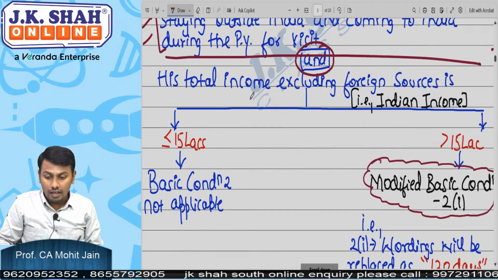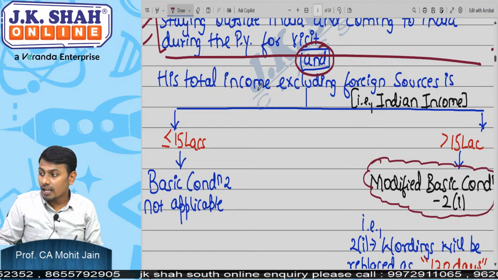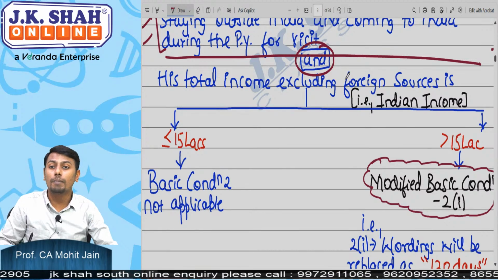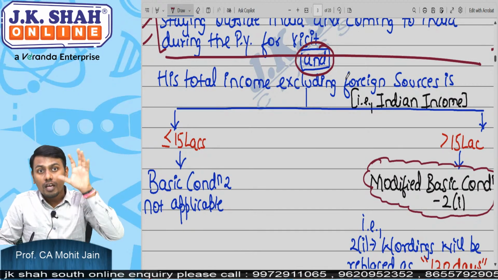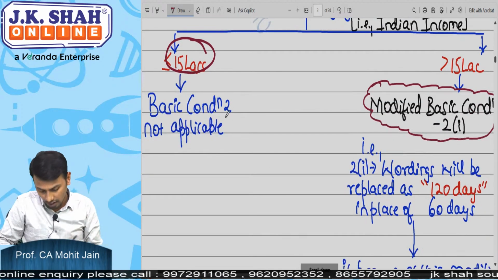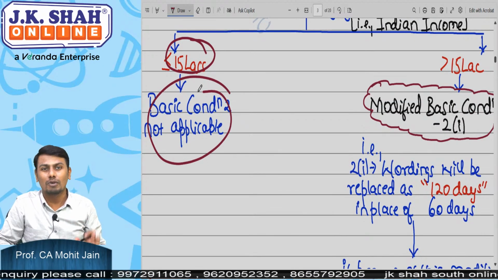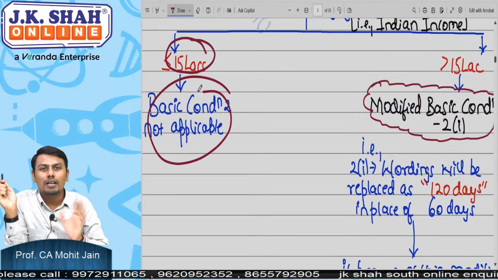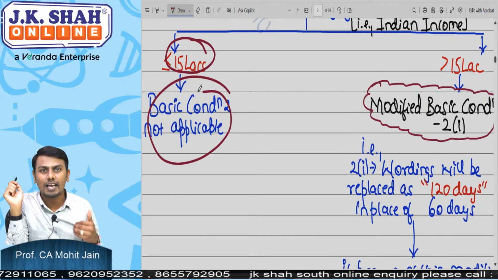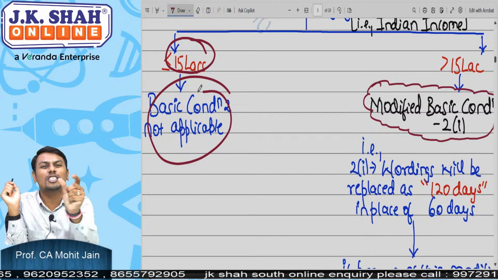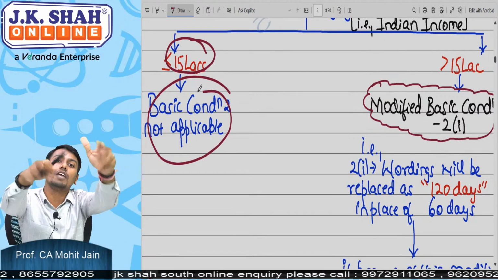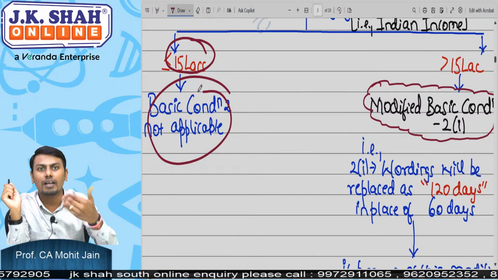And if total income excluding foreign sources, meaning, people, Indian income, is less than or equal to 15 lakhs, still the law is the same. What is still not applicable? Basic condition number 2. See, the government is not concerned with small people. The government is saying if your Indian income is less than or equal to 15 lakhs, you are a small fish. If you are doing fraud, do fraud. We are not concerned. We only give you permission. Not literally, but the government is trying to say that.